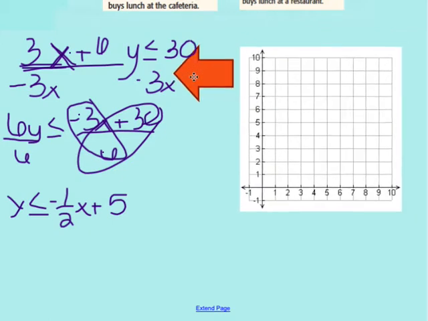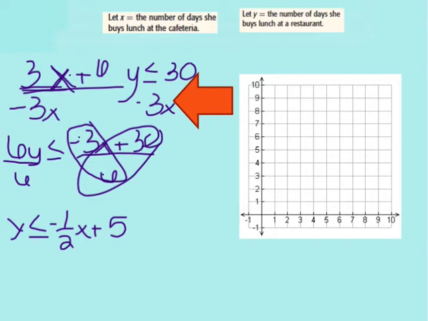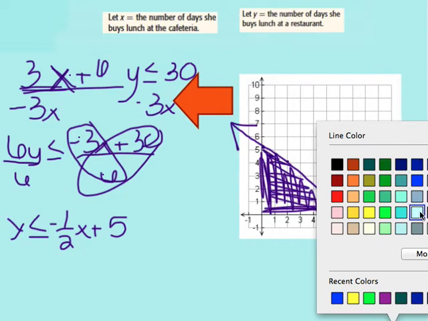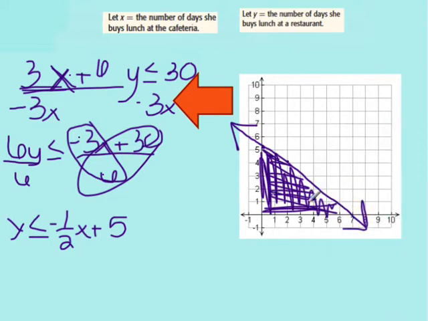So let's go ahead and pull over our graph and let's graph it. So we're crossing the y-axis at 5. So then our slope is negative 1/2. So I'm going down 1 over 2 and plotting that point. I see there's a line underneath, so the line that I'm graphing is going to be solid. And then I need to shade down. So I'm shading in this region right here. Okay, so what does all this shading mean? Well, every single point that you find in the shading region is a possible combination of lunches at the cafeteria and lunches at the restaurant that she can have. Okay, so keep that in mind as we move forward.